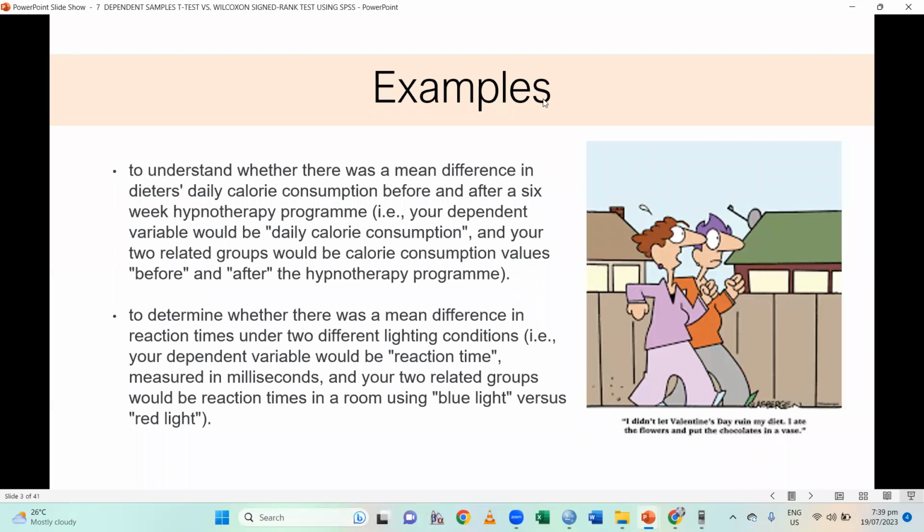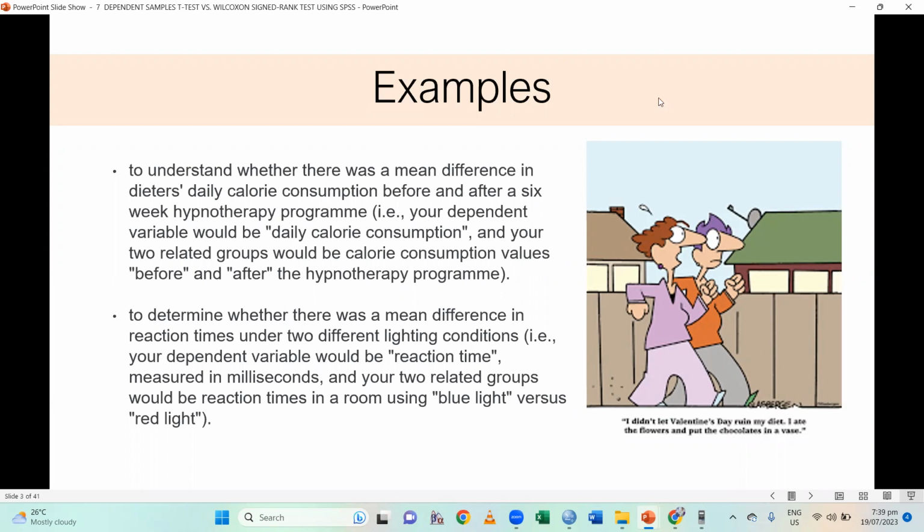Then you can use the dependent samples t-test to determine whether there was a mean difference in your reaction times under two different lighting conditions. Also, take note, you gathered two sets of data from each of these individuals and compare them. Then the dependent samples t-test could also do the work here.